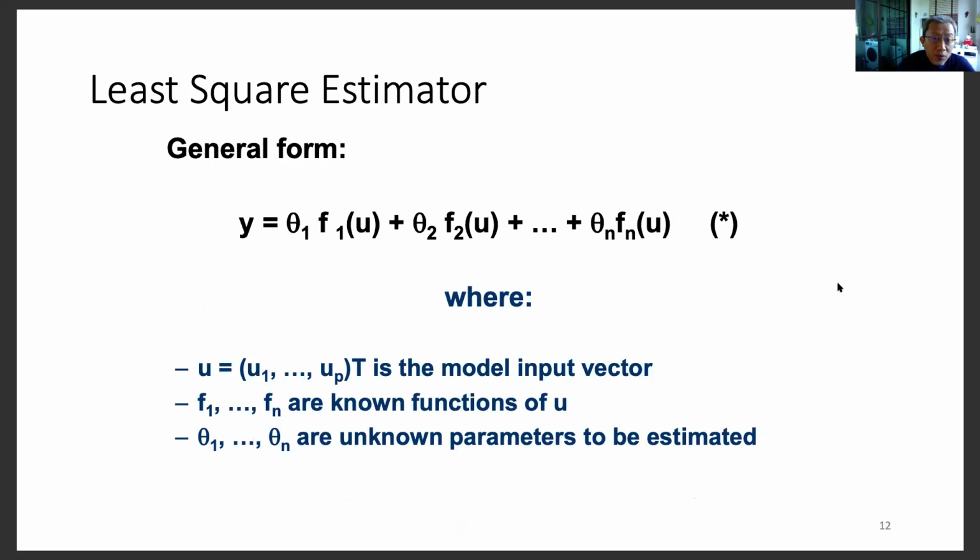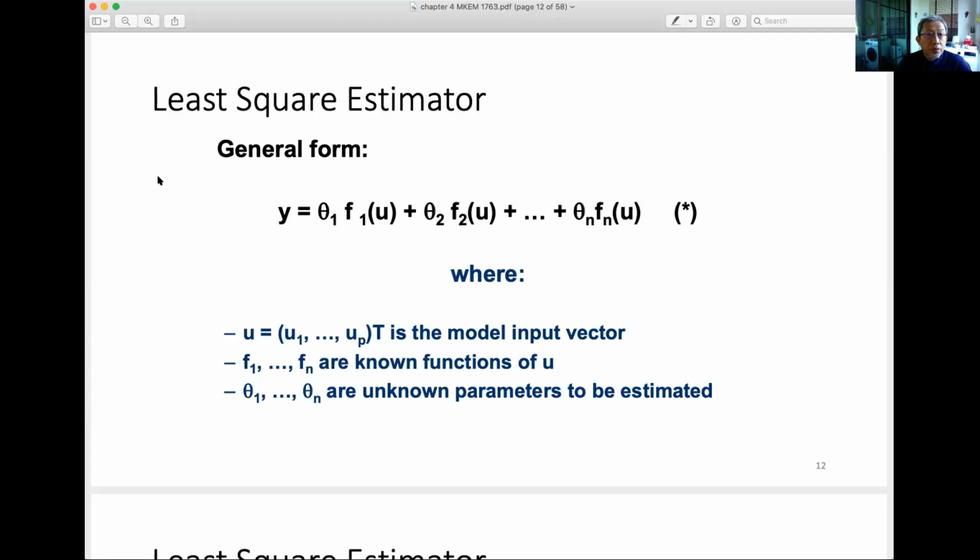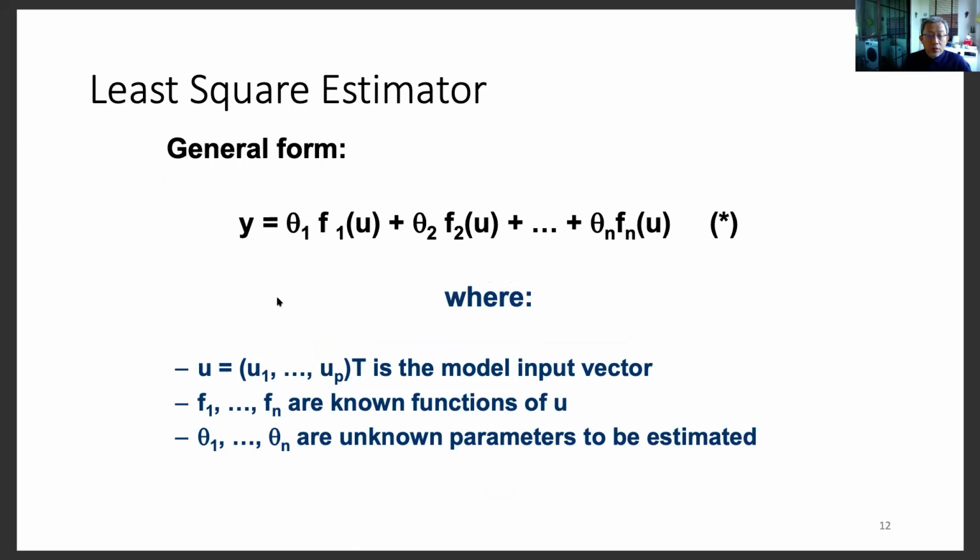So in general form, least square can be represented by this equation. Y is equal to theta 1 f1 function of u, plus theta 2 f2 function of u, and so on, where u is the input, the model input vector, f is the unknown function of u, okay, and theta 1 to theta n are the unknown parameters to be estimated, the parameters that need to be estimated.